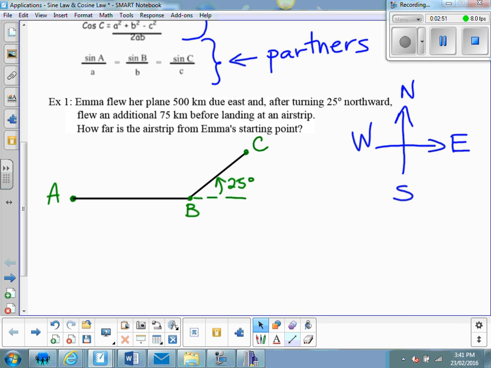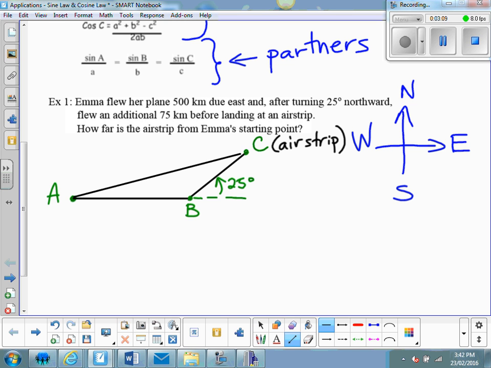They're actually asking us to find how far is the airstrip. So the airstrip is where she ended up at the end. So C is the airstrip. How far is that from where she started? So we're trying to find this distance here. So that's where I'm going to put my X. Now I can fill in some information here. When she flew at the beginning, she flew 500 kilometers.